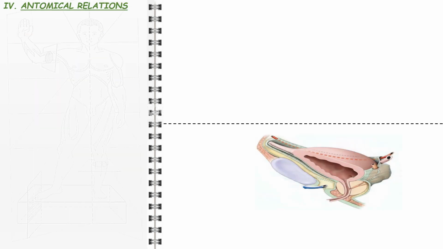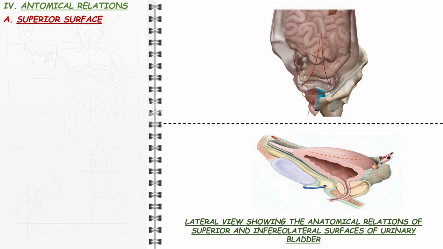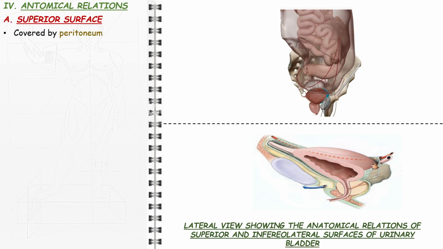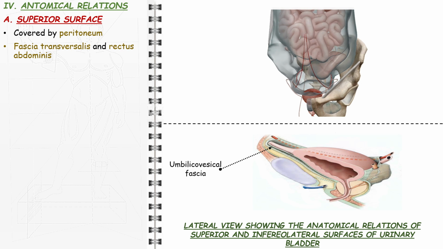Now, let's go step by step through the anatomical relations of the urinary bladder, which differ from one part to another and whether it is male or female. The superior surface of the bladder is covered by peritoneum continuous with the parietal peritoneum of the anterior abdominal wall, just behind the fascia transversalis and rectus abdominis.